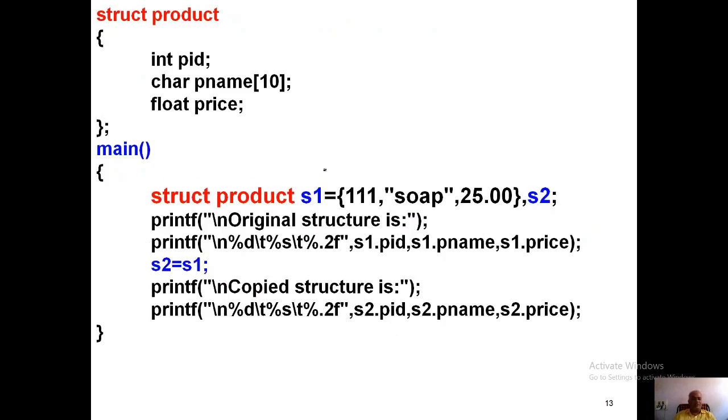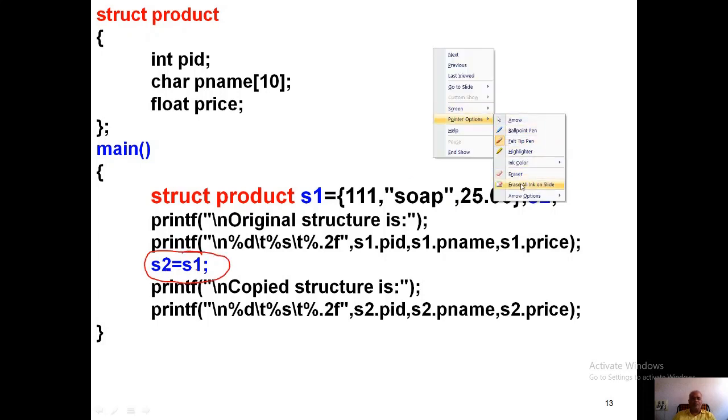So look at this same product example. Here what are you doing? Simply write S2 equal to S1. That means the S1 contents are copied to S2. That is the only simple specification.